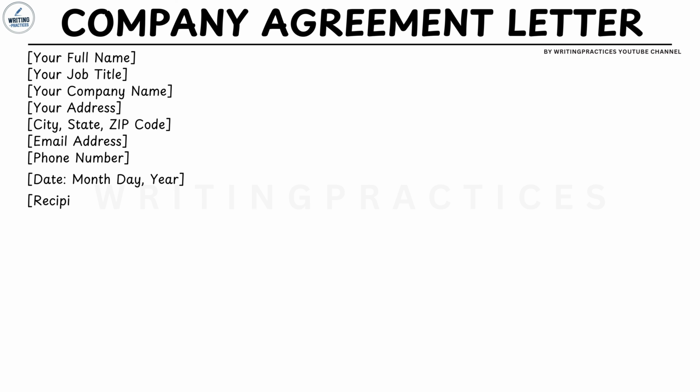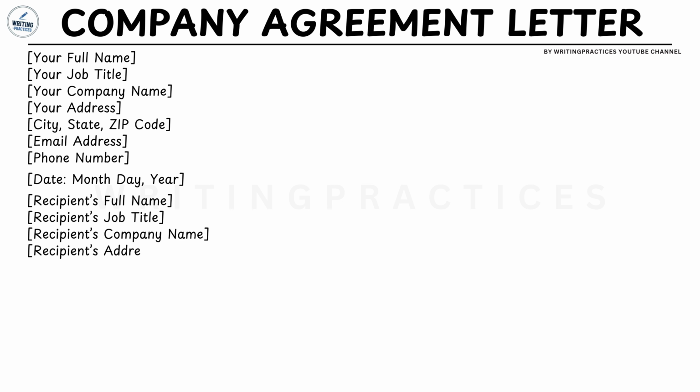Recipient's information. Next, provide the recipient's full name, job title, company name, and address. This personalizes the letter and directs it to the appropriate individual. For example, Jane Smith, Purchasing Manager, XYZ Enterprises, 456 Commerce Street, Commerce City, CC 65432.